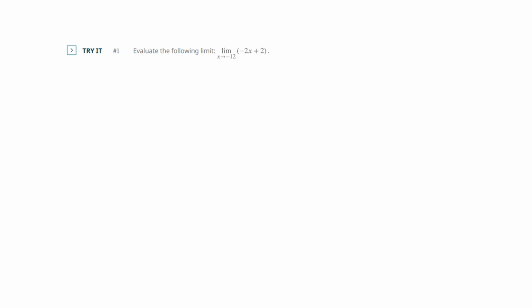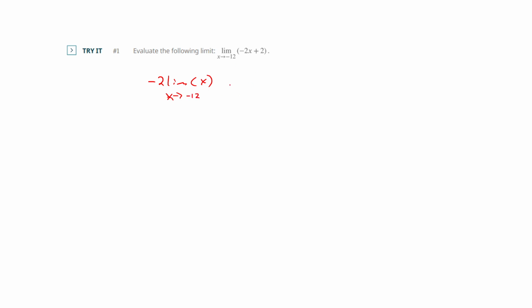Okay, so try this on your own. Again, this is a little tiresome because we could just put in negative 12 and find our limit. But we're going to break this into individual pieces. I'm going to jump ahead. I'm not going to show all the steps here.